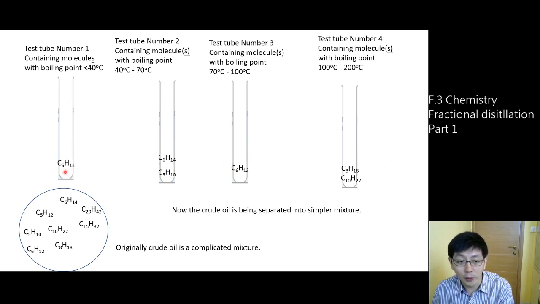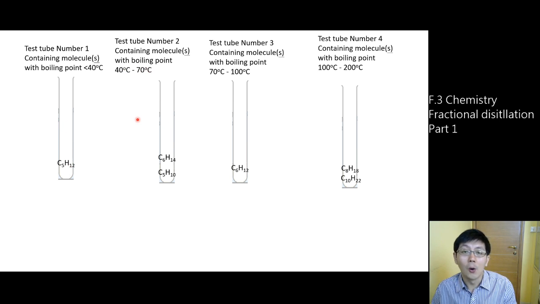This test tube has only 1 substance. This test tube has 2 substances. This test tube has 1 substance. This test tube has 2 substances. I have successfully separated them into 4 different test tubes, and each test tube is less complicated. They are simpler mixtures. They have the hydrocarbons with their own boiling point range. So each test tube contains a simpler mixture.